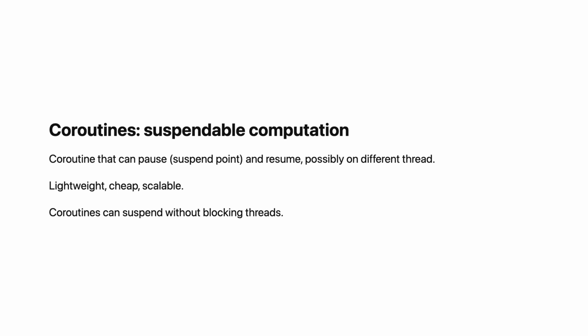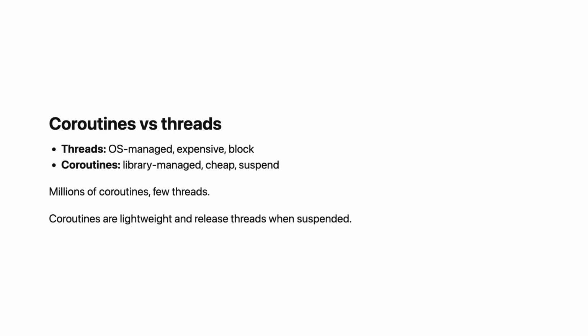Threads are OS managed. The OS schedules them. The OS context switches them. Coroutines are library managed. Kotlin's coroutine library suspends and resumes them. No OS involvement for suspension.